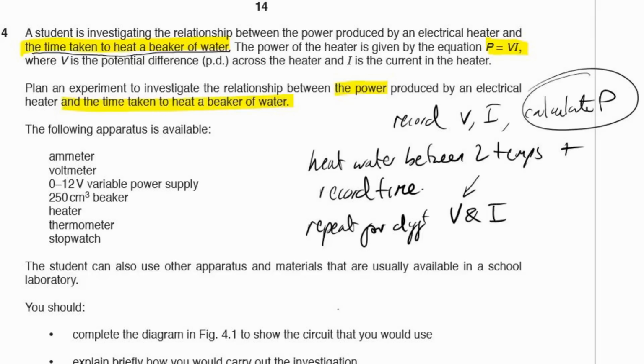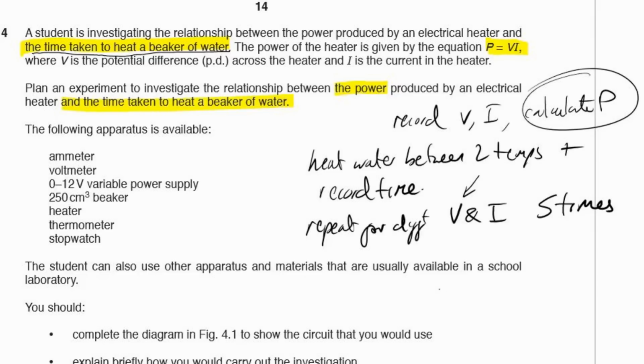And then, once we've done a series of experiments, maybe we do it 5 times. So let's put that in there. But you want to do these things at least 5 times. So repeat for different voltage and currents, do it 5 times, and then look at the shortest time to heat the water and compare that with the power.